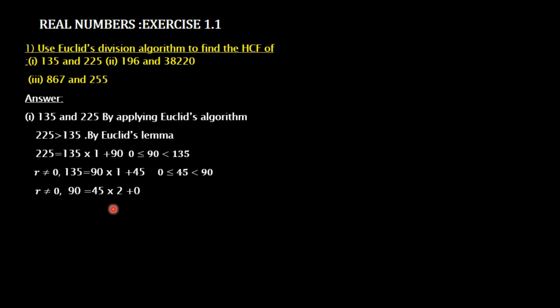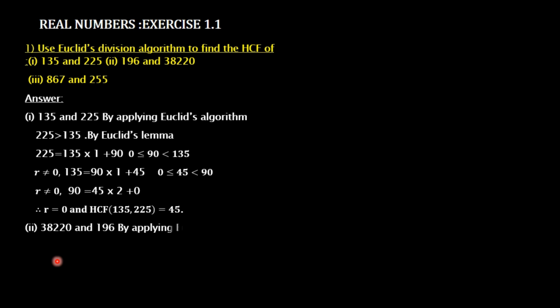Then here we got our remainder as 0. So what is our HCF? HCF is the divisor in this stage. What is our divisor in this stage? It is 45. Hence, HCF of 135 and 225 equals 45. Okay, let us move on to the next problem.